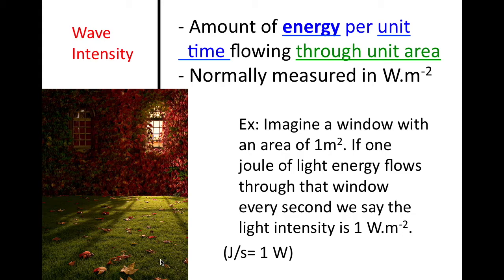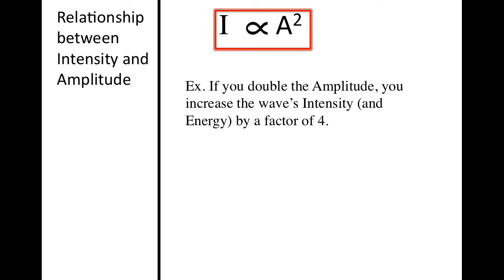If 1 joule of light energy flows through that window every second, we can say that the intensity of that light is 1 watt per meter squared. That is given that we know that a joule per second is equivalent to a watt. There is a relationship between intensity and amplitude. We know that intensity is proportional to the square of the amplitude. If you double the amplitude, you increase the wave's intensity and its energy by a factor of 4.